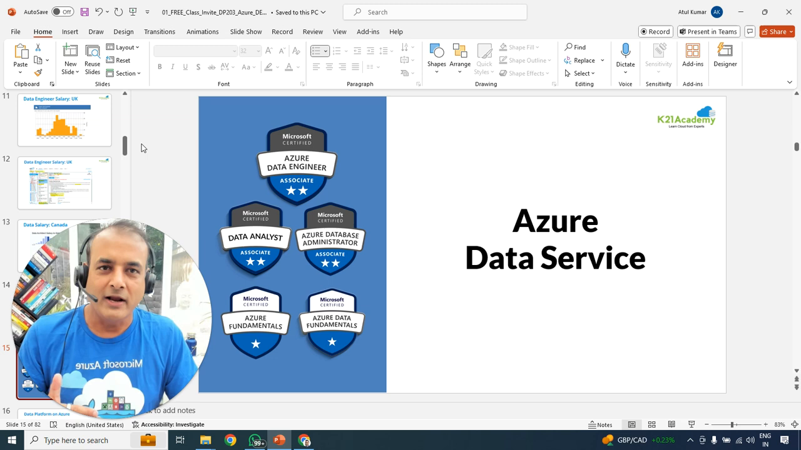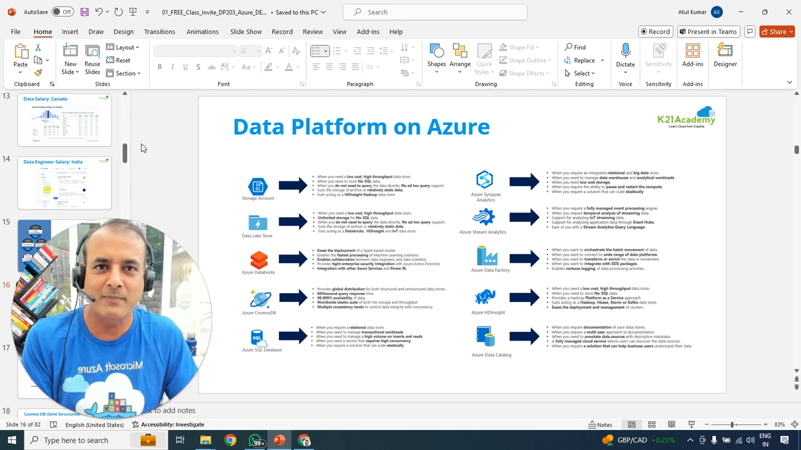Once that's done, and once we know why, then we'll be talking about the data services on Azure Cloud, which are primarily categorized into these categories. We'll give you a high level overview, and then we'll cover some of the common services that you should know as anyone who's working on data, and specifically data on Azure Cloud.